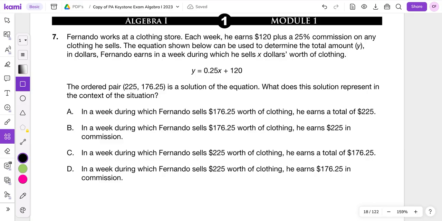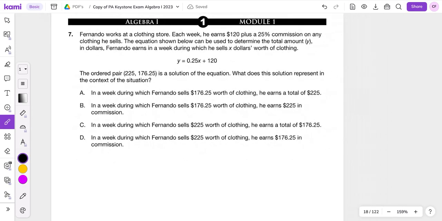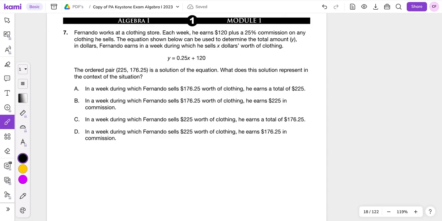Y equals 0.25x plus 120. The ordered pair 225, 176.25 is a solution of the equation. What does this solution represent in the context of the situation? Well, this is in the form y equals mx plus b.